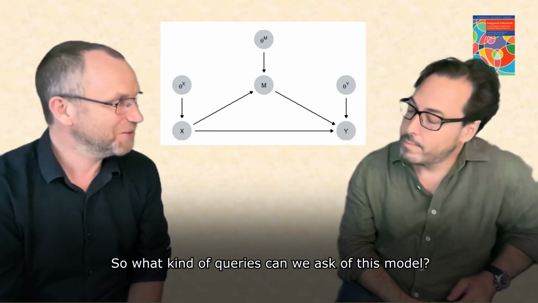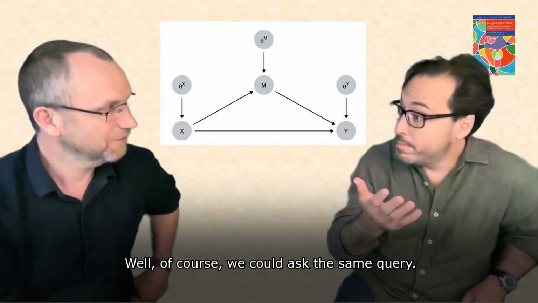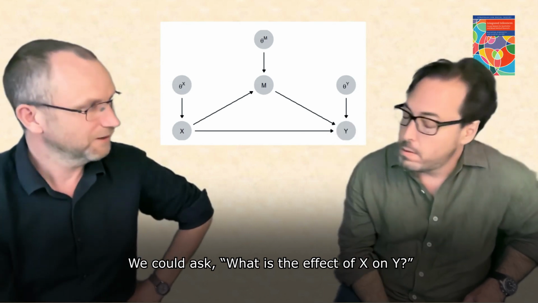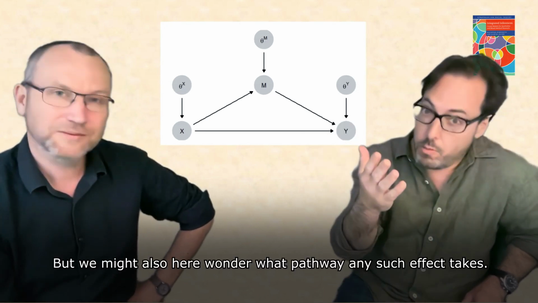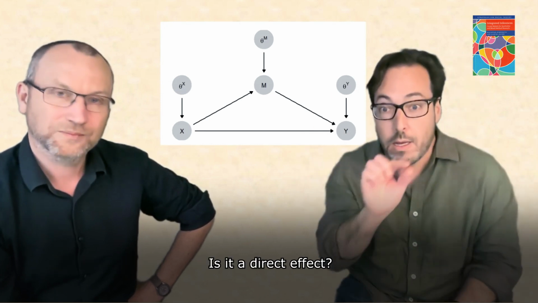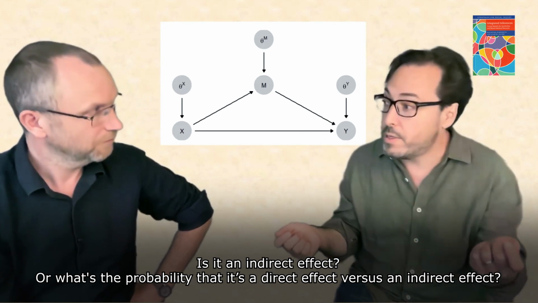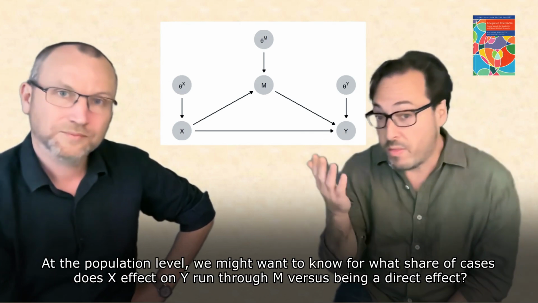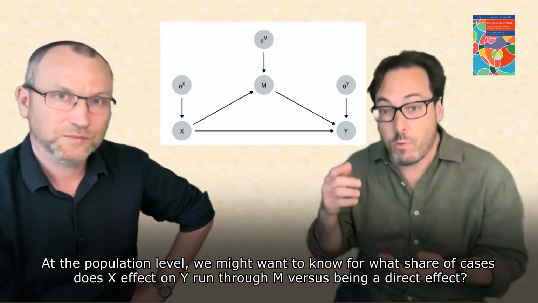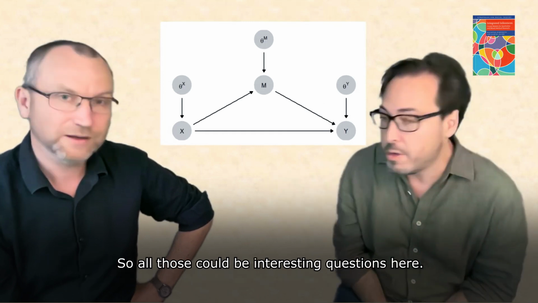So what kind of queries can we ask of this model? Well, of course, we could ask the same query: what is the effect of X on Y? But we might also wonder what pathway any such effect takes. Is it a direct effect? Is it an indirect effect? Or what's the probability that it's a direct effect versus indirect effect? At the population level, we might want to know for what share of cases X's effect on Y runs through M versus being a direct effect. So all those could be interesting questions here.